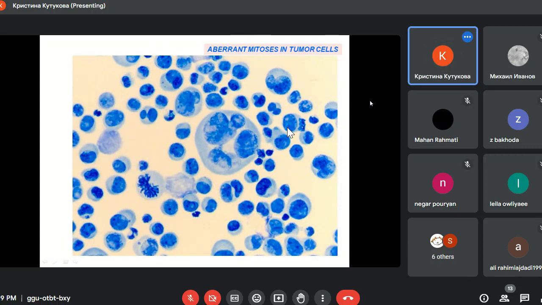Or in the case of aberrant mitosis, it means that it is not normal, something went wrong. We can have, as a result, tumor cells with an abnormal amount of DNA, and such cells can make tumors.